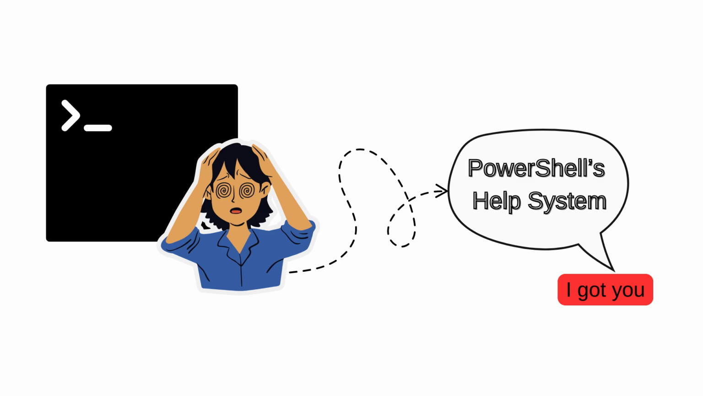But our friend PowerShell here has got fantastic discoverability features, and one of them is the help system. If you need to perform a task and don't know what command to use, the help system is how you will find that command.